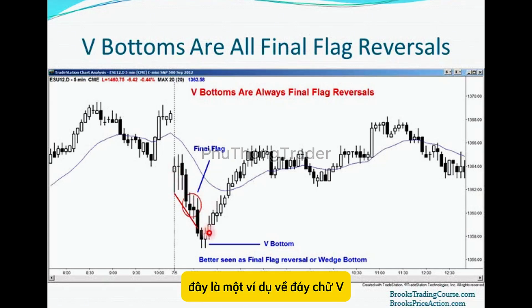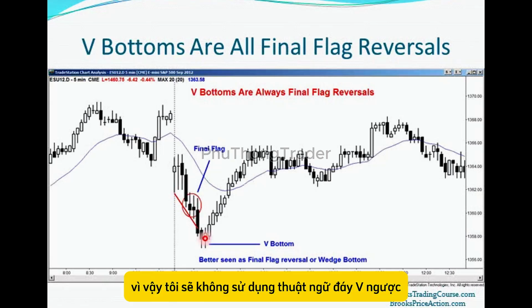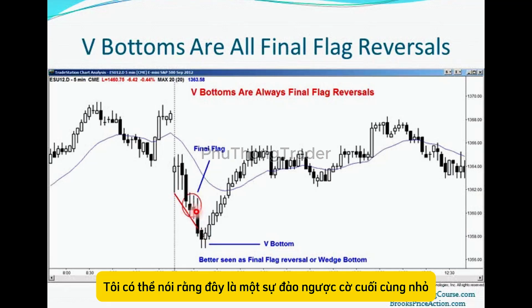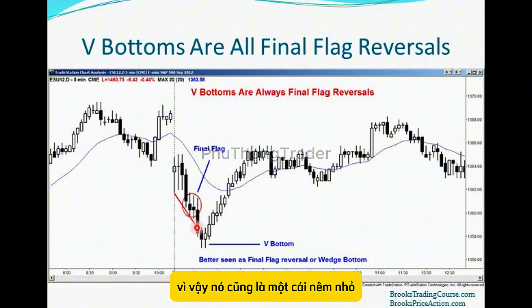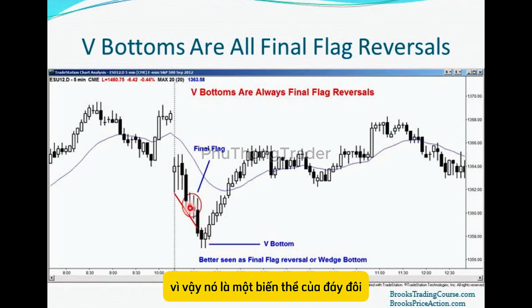Here's an example of a V bottom, but actually the market tried to bottom here. We had a bear breakout, and then we had a couple bars with tails, an attempt at a micro double bottom. Even though this bar did not go above the high of this bar, this attempt at the bottom was the first bottom, and then we had a second bottom here. So I would not use the term inverted V bottom. I would say that this is a small final flag reversal. It also dropped below a trend channel line and reversed, so it's a small wedge as well. But my main point is that it's at least two attempts at a bottom. The market tried to bottom here, broke to the downside, and tried to bottom again. So it's a variation of a double bottom.